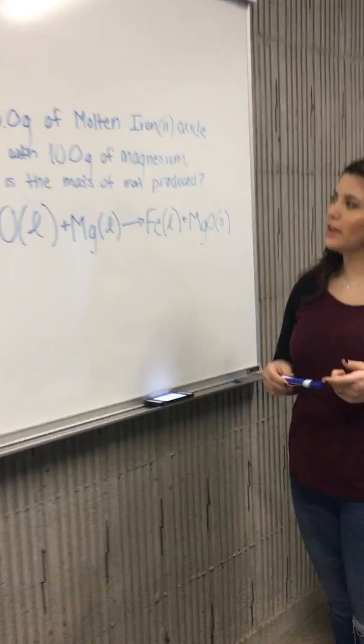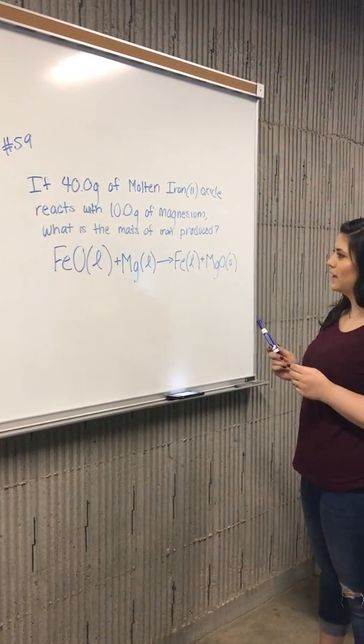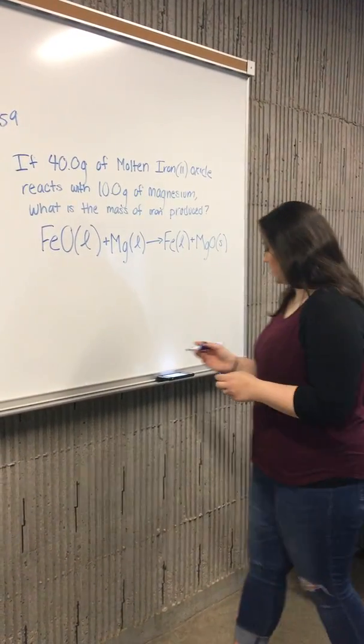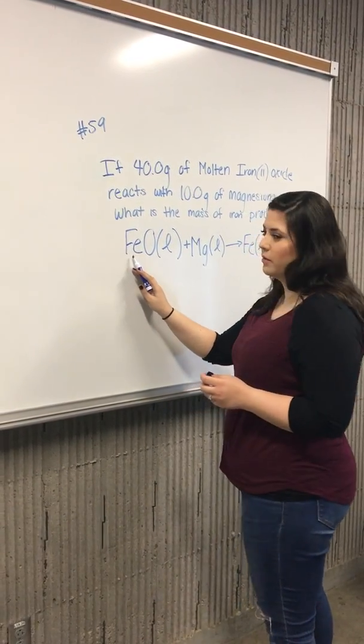And this is my problem. Alright, so my problem is asking if we have 40 grams of molten iron 2 oxide and it reacts with 10 grams of magnesium, we have to figure out what the mass of iron produced is. And so, first things first, we want to figure out how much iron we're going to have.